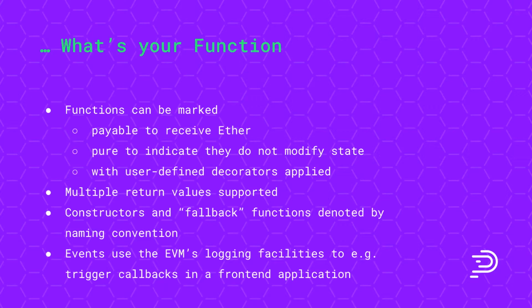Functions in Solidity can be designated as payable to receive ether, pure to indicate that they do not modify state, or can be decorated by user-supplied modifiers to check invariance. Multiple return values are supported. Special functions such as constructors and fallback functions, or the functions called by default on a contract, are defined by naming conventions which can cause issues during refactoring. Events are also supported which use EVM's logging facilities to enable triggering callbacks in front-end applications while processing transactions.